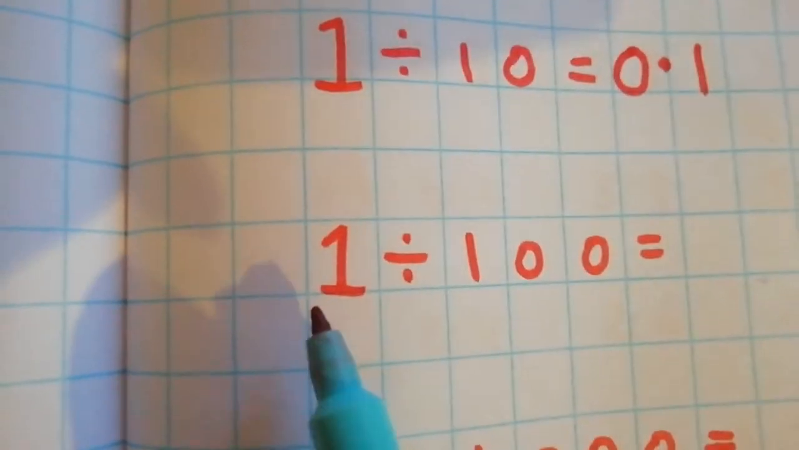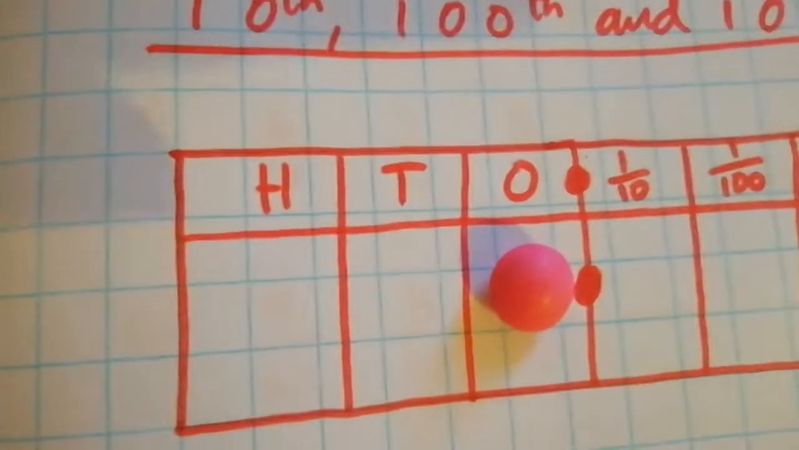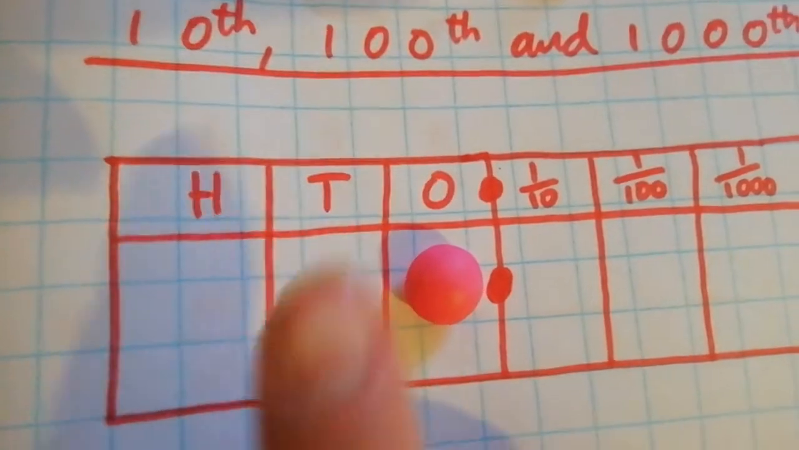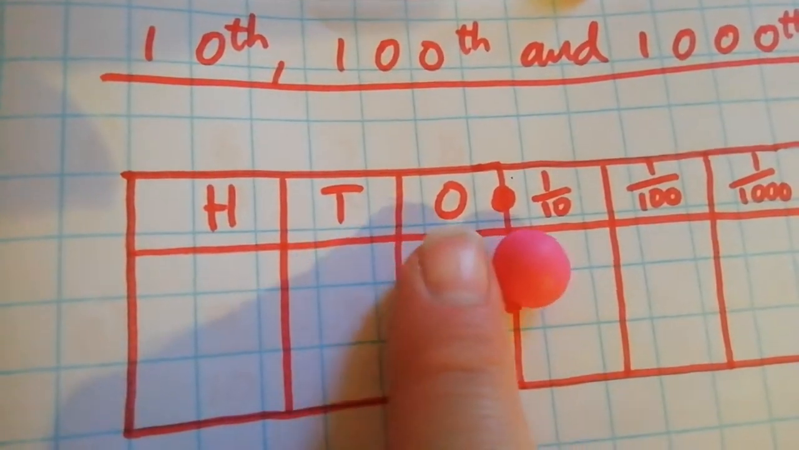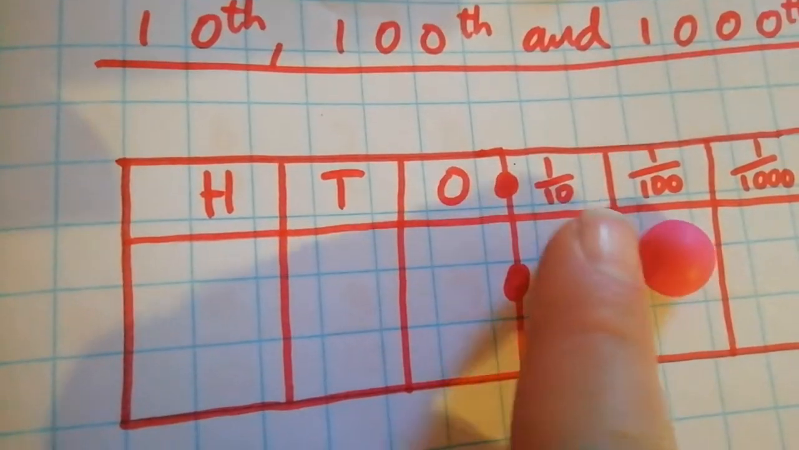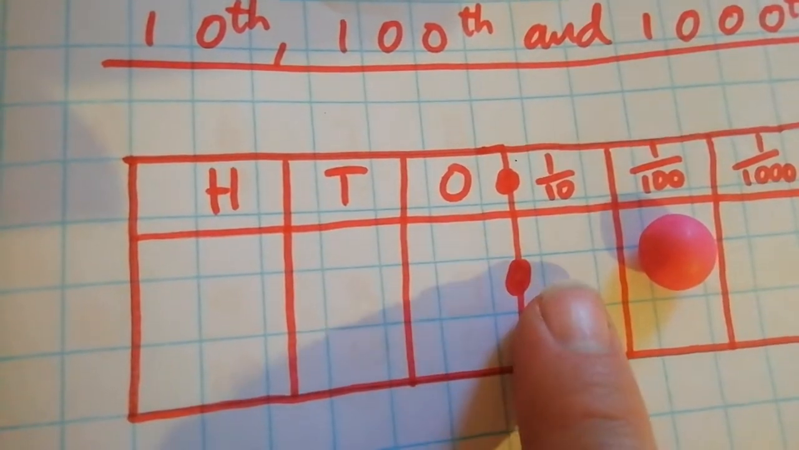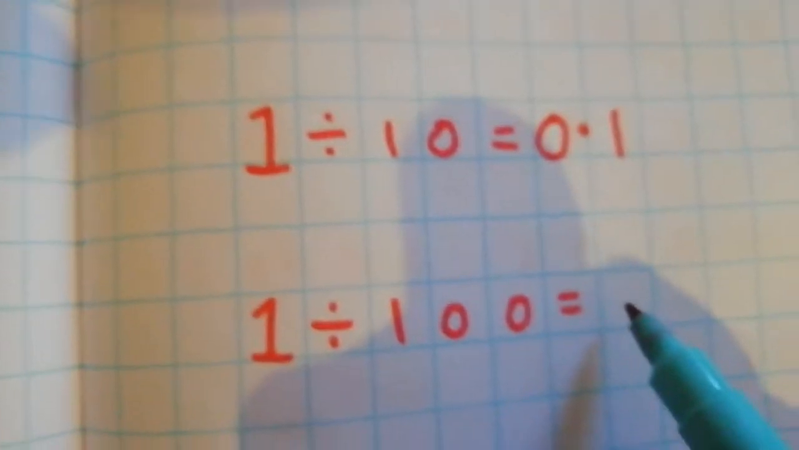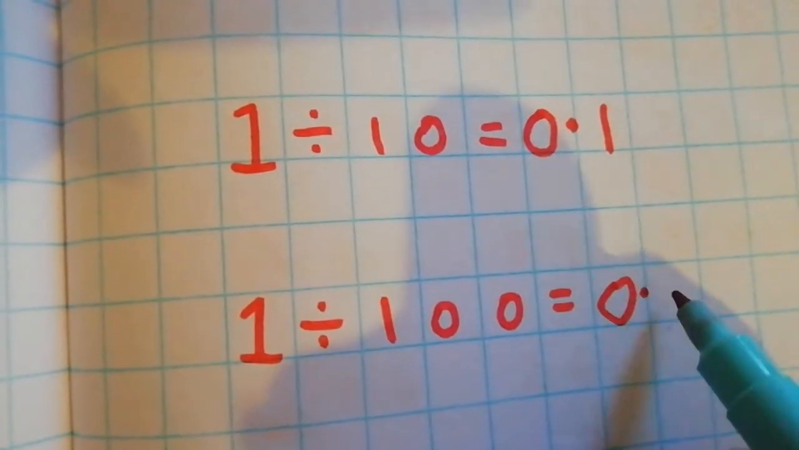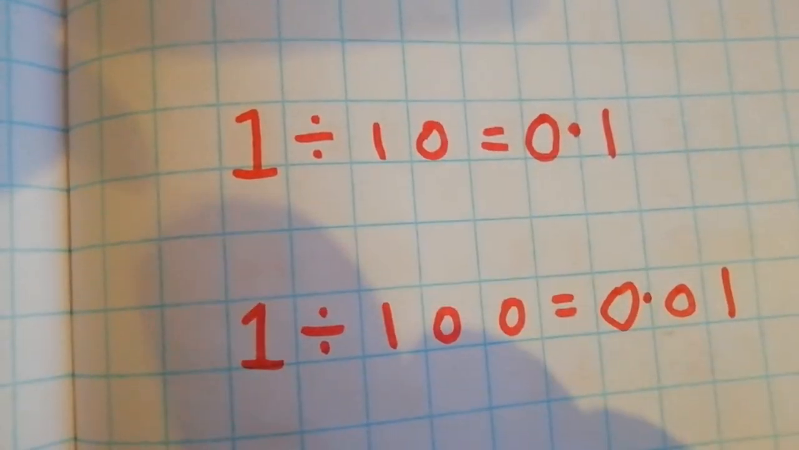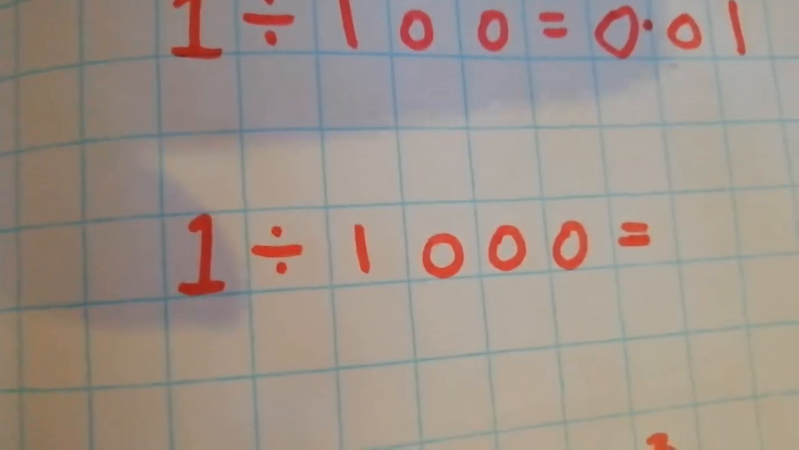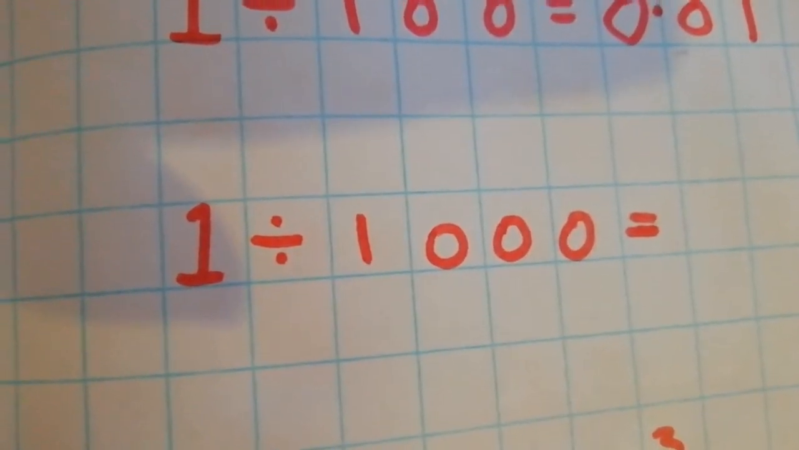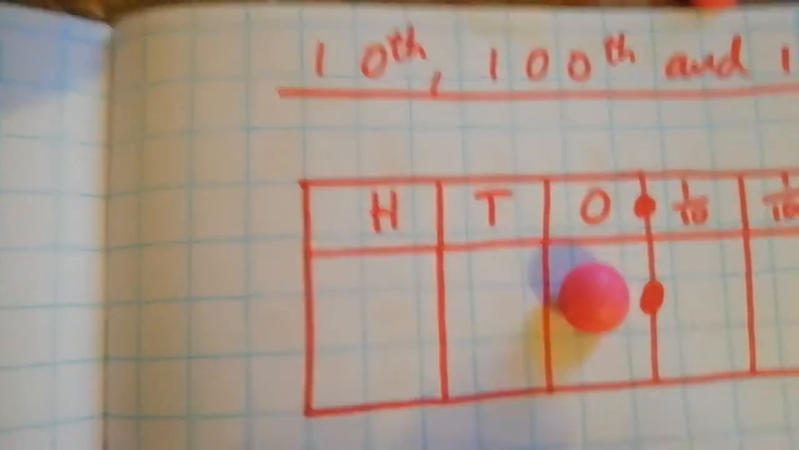If I divide 1 by 100, let's go back to the column, there's 1. Divide it by 100, there's 2 zeros in 100, so I'm going to budge across one column, 2 columns. 0. Got nothing there, 0, 1. So I'm going to end up with 0.01. If I divide 1 by 1,000, then let's go back to our column.